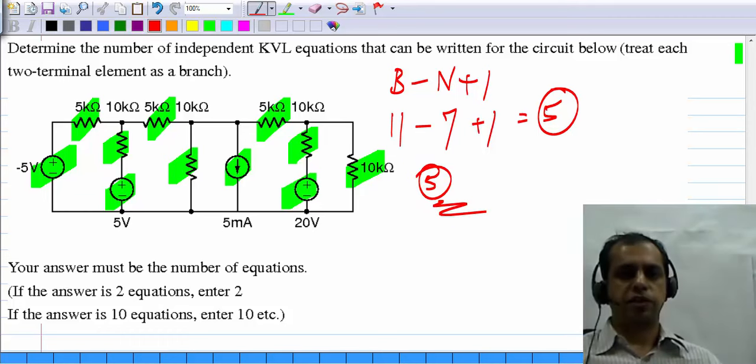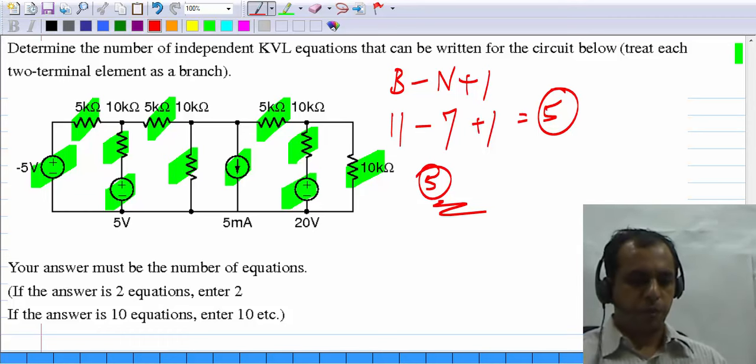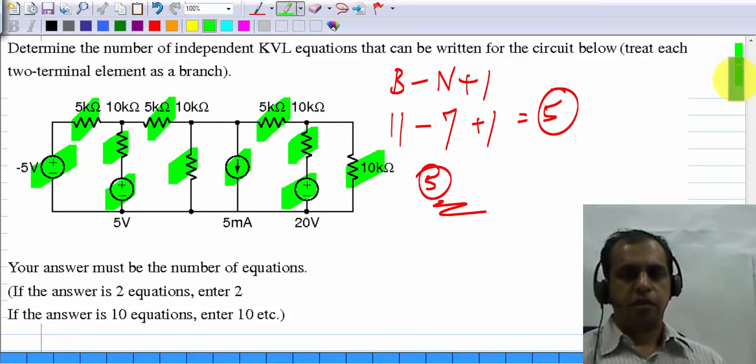Okay. So that brings us to the end of the third assignment. Again, hopefully you have been able to solve all of this. If not, go back and solve each problem step by step and find out exactly where you have gone wrong.